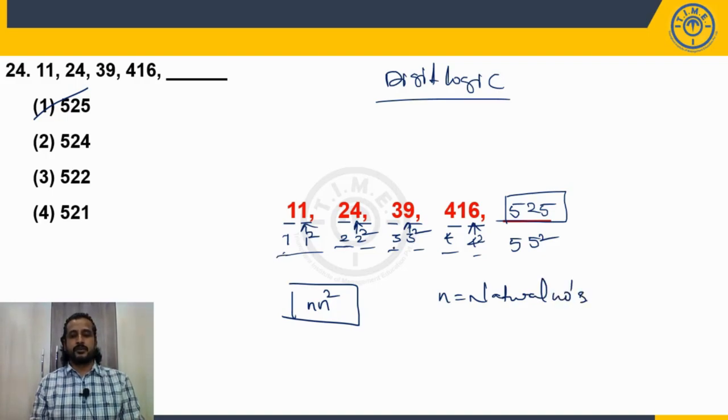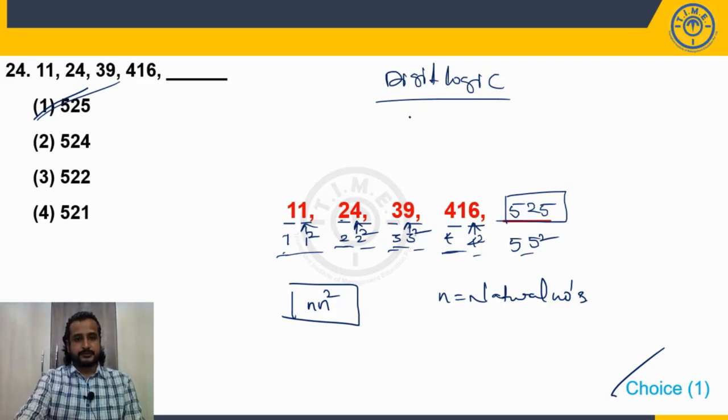Starting from 1, 1, 2, 3, 4, 5 and so on: 1, 1 square, 2, 2 square, 3, 3 square, 4, 4 square, 5, 5 square. So the required answer is 525, which is in choice 1. Choice 1. Clear? Now last question.